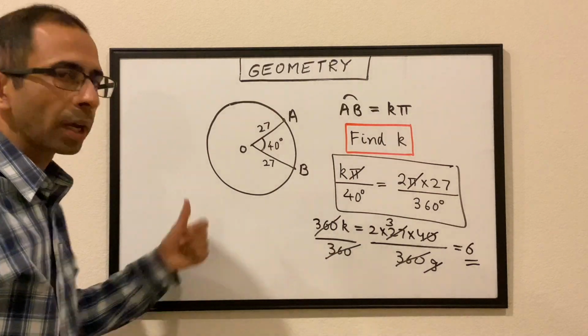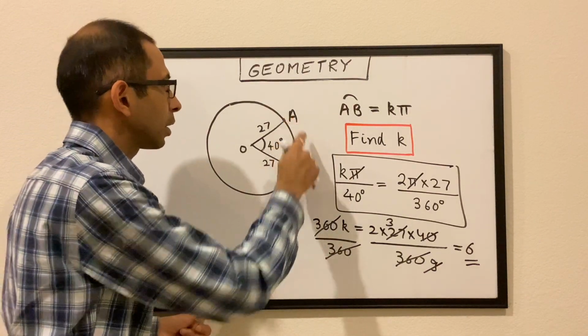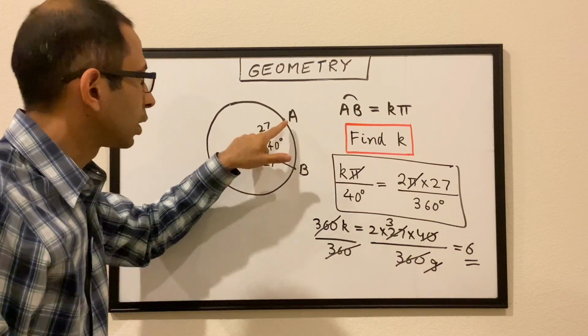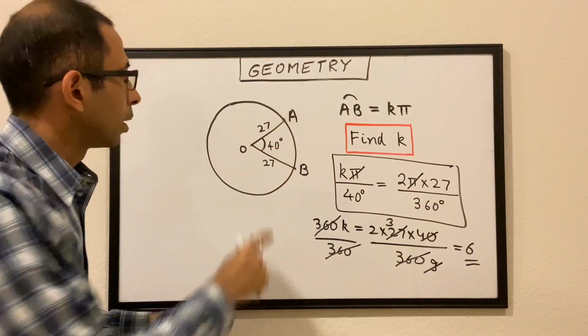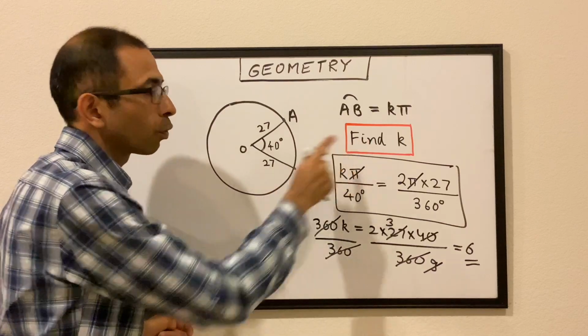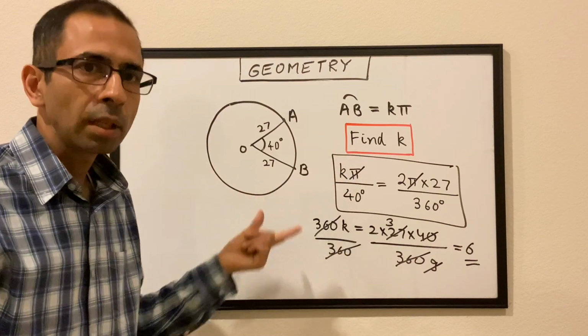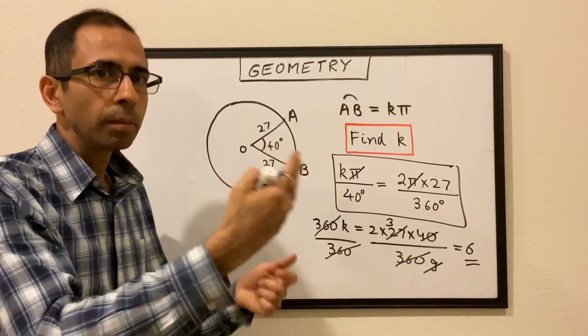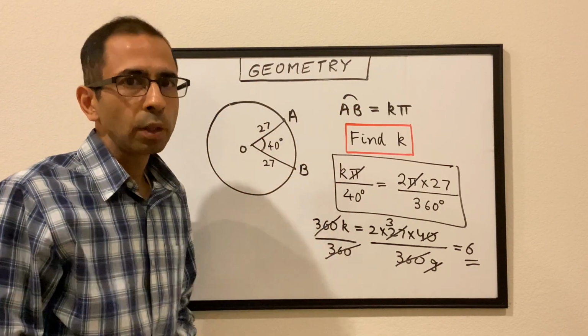Right? So again, just to repeat, we had this arc AB, the length of arc AB is given as k pi, the central angle which this arc is forming is 40 degrees, the radius is 27, and we had to find the value of k. We're just using the same point which we discussed earlier, that the ratio of the arc length to the central angle remains the same, and then we solve that to get the value of k.